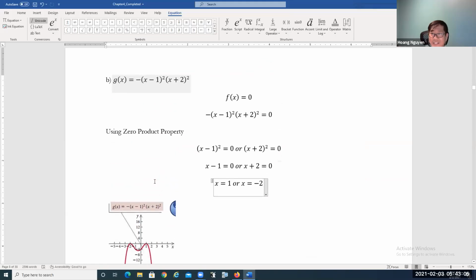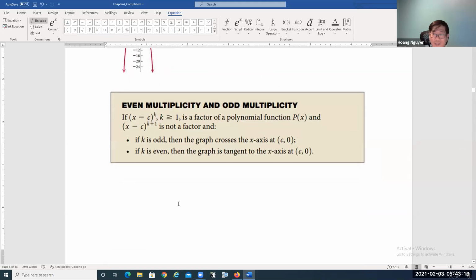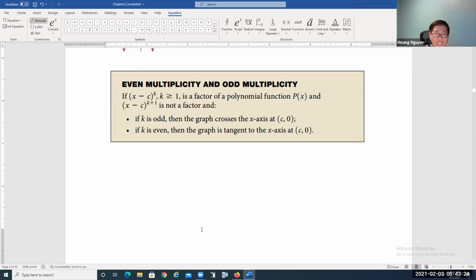So if it's even, it's going to touch or be tangent. If it's odd multiplicity, then it's going to cross. That's another property of the polynomial function that you might need to keep in mind when we talk about graphing polynomial functions. So this is the multiplicity, even, odd.